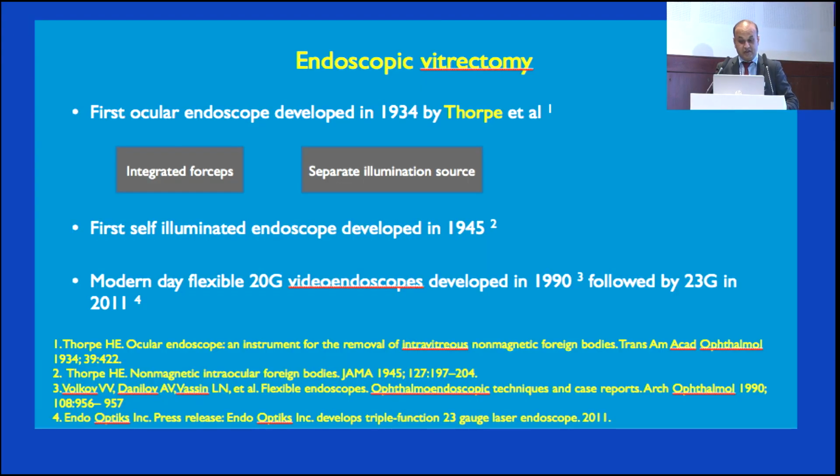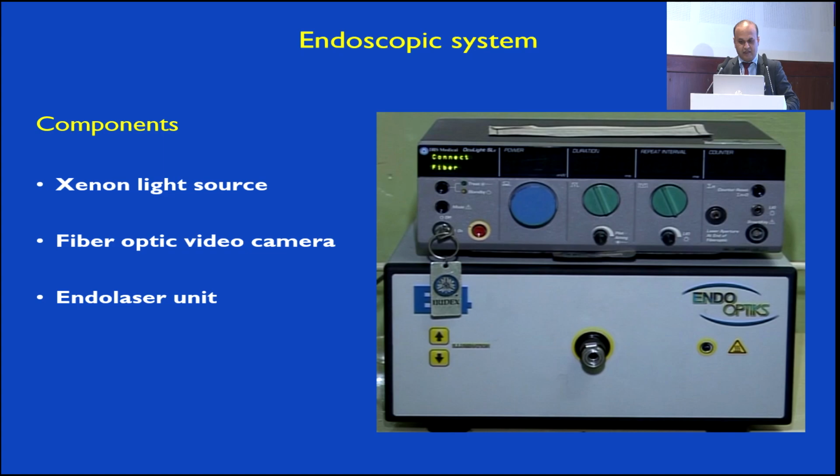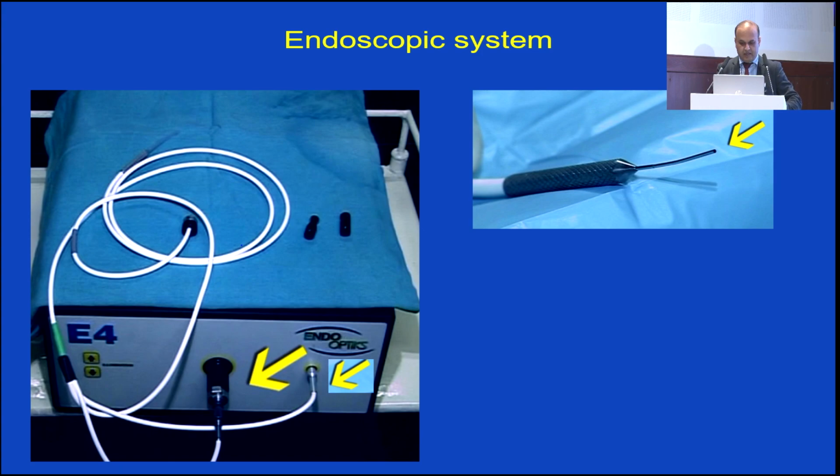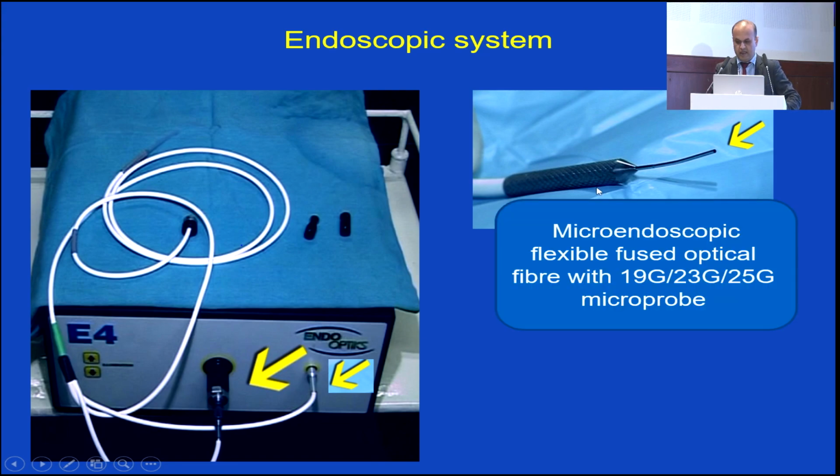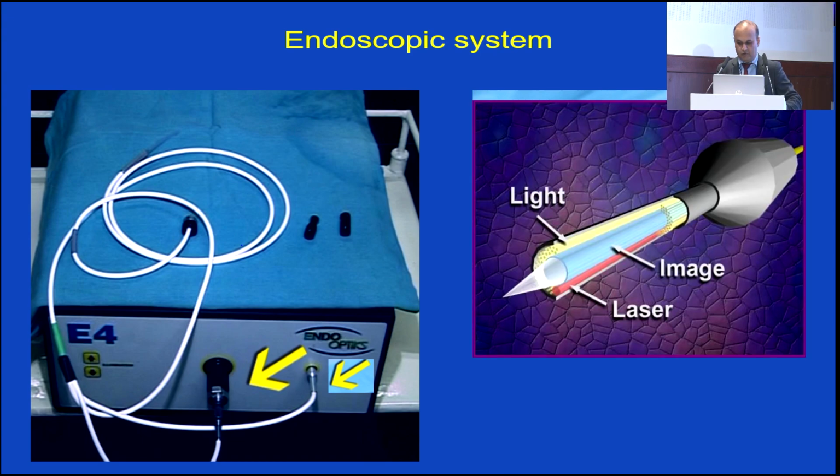The endoscope was initially developed in 1934, quite a long time back, but the modern-day flexible endoscopes were developed in 1990, followed by 23G probes in 2011. This is how the endoscopy system usually looks. This is the E4 system, which has a light source, a fiber optic camera, and an endolaser unit built inside the system. The fiber optic camera can be fixed with a laser probe, fused with an optical fiber, with 19, 23, and 25G microprobes easily available now. So this is the view that we have.